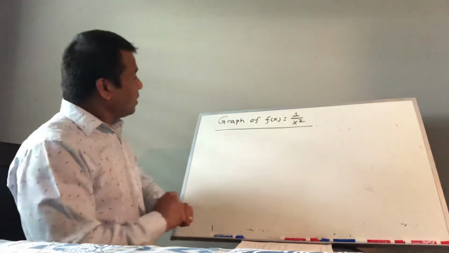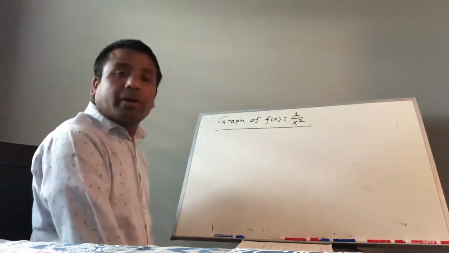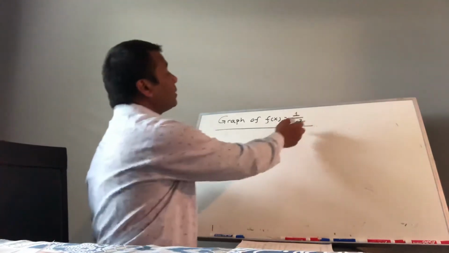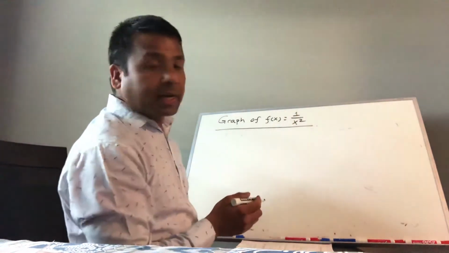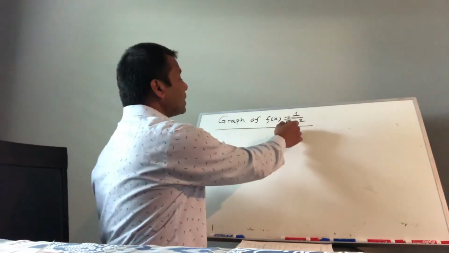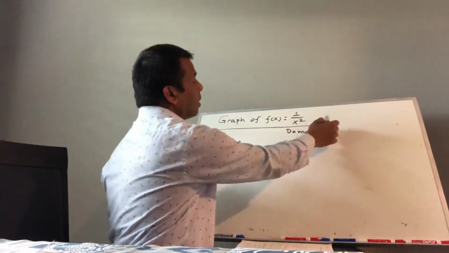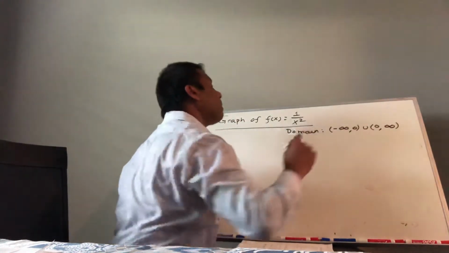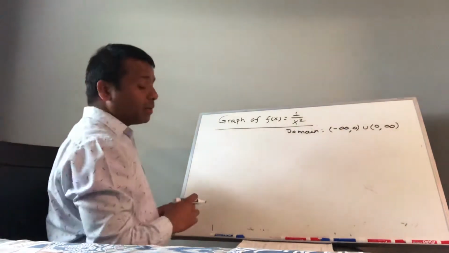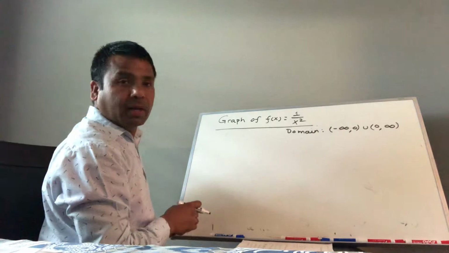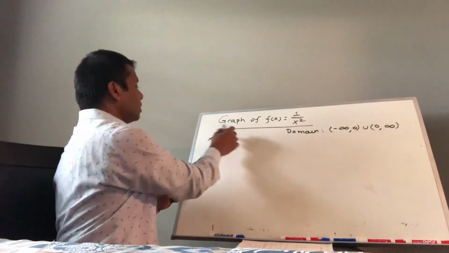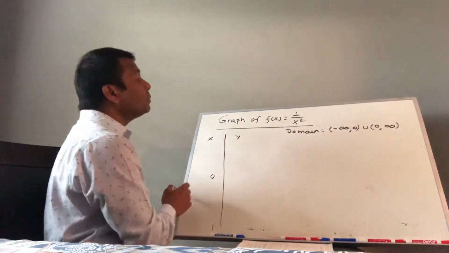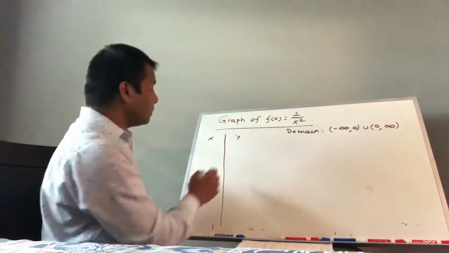Hi guys, so today we will draw the graph of the rational function f(x) equals 1 over x squared. You see that 0 cannot be the value of x, so the domain is negative infinity, 0, union 0, positive infinity. So to draw the graph, let's make a table for the x value and y value. So this is your table, and you know that if I plug in 0, this function is undefined.